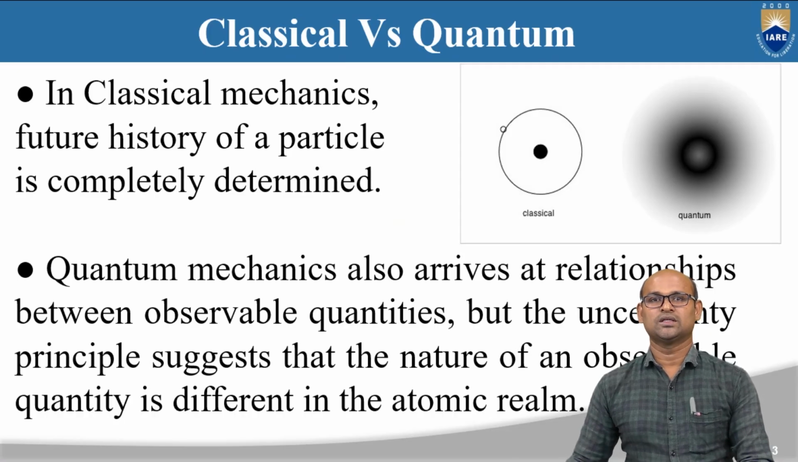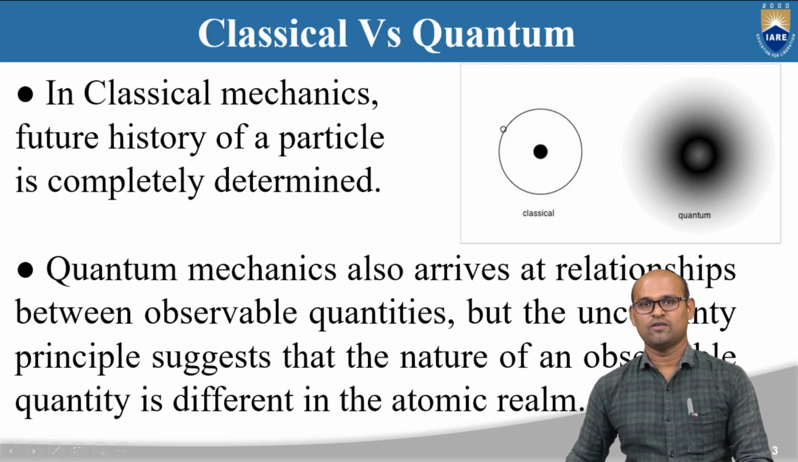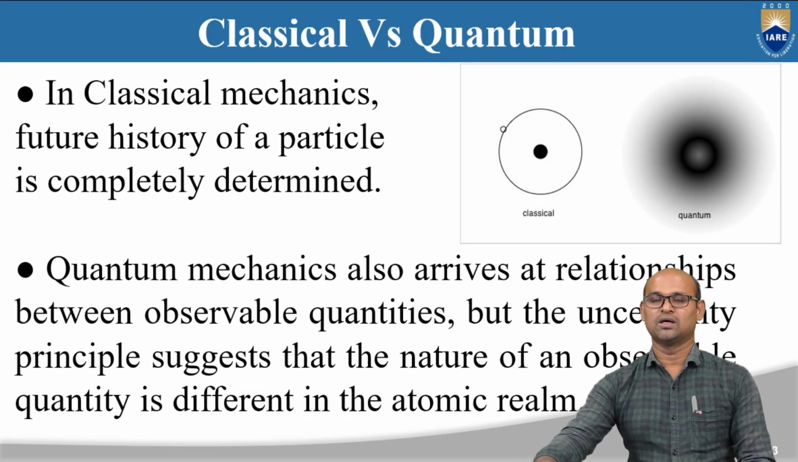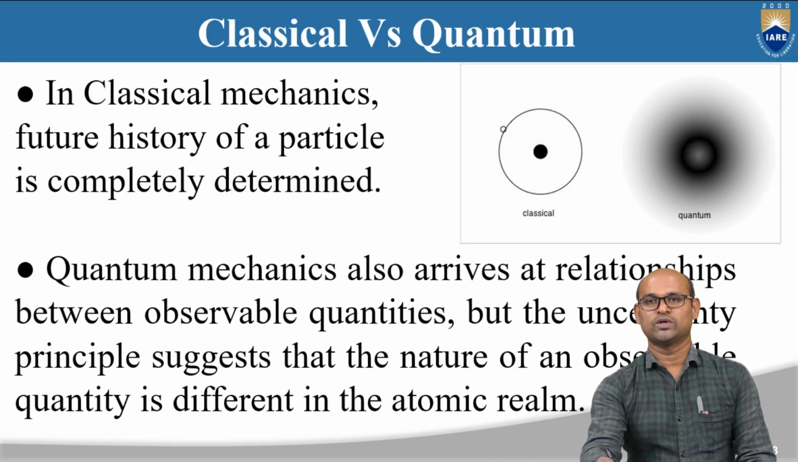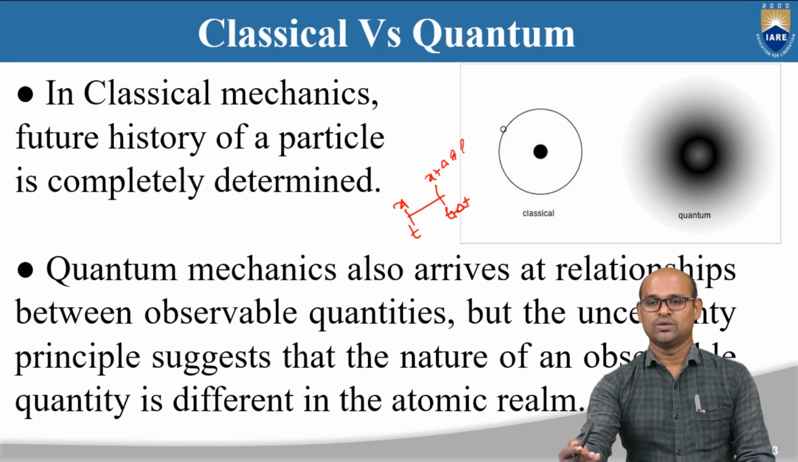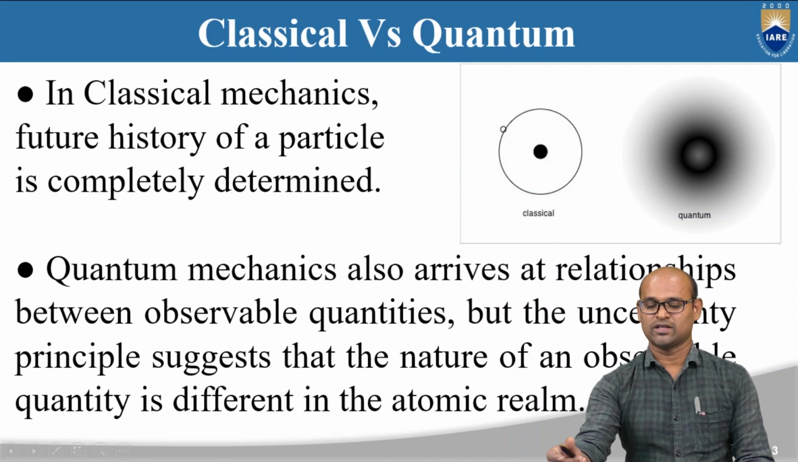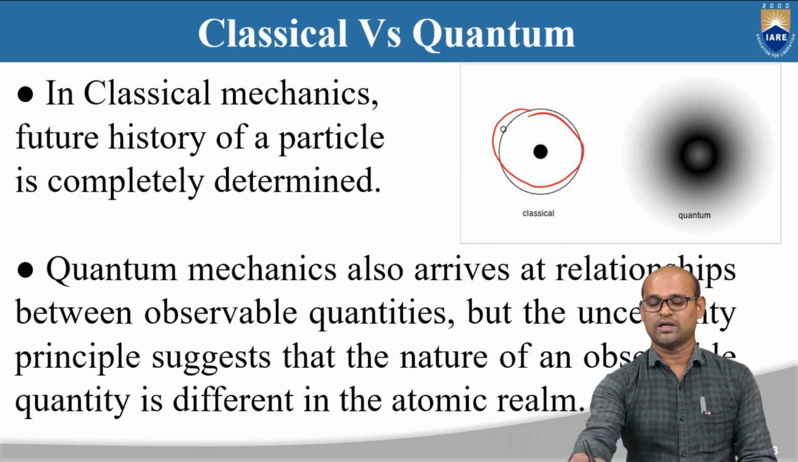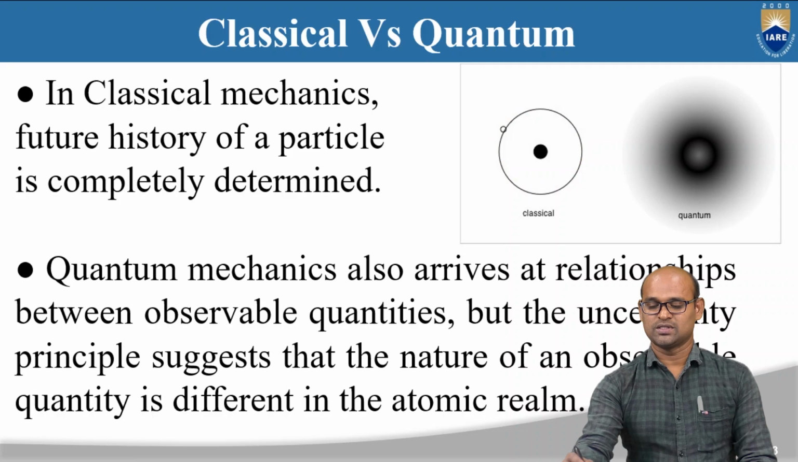So we know that in classical mechanics, the history of a particle is completely determined, in the sense that using Newton's laws of motion, we can determine the trajectory. If an object is at a certain position at time t, we can determine where it will be after a time t plus delta t. So in classical mechanics, we can determine the trajectory of a particle exactly. It is deterministic.